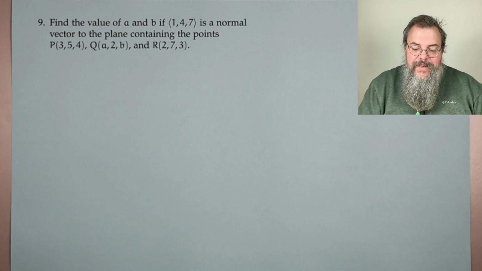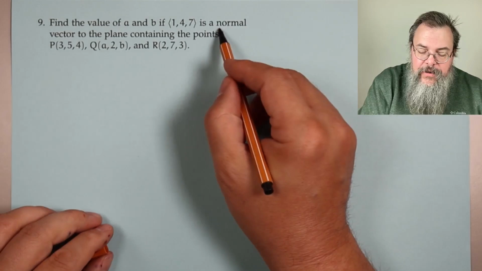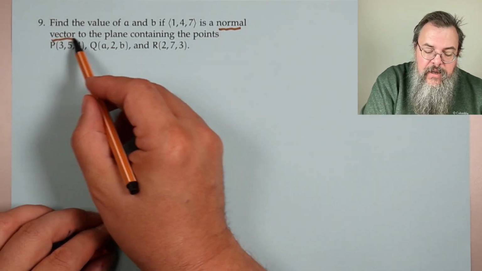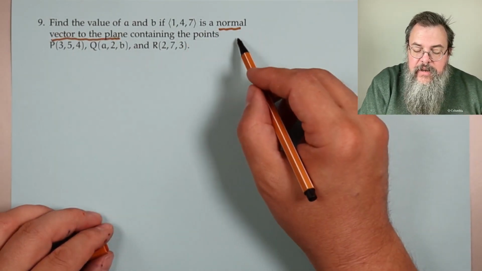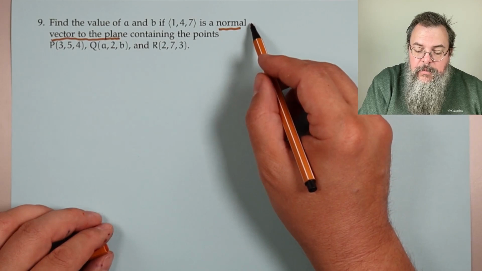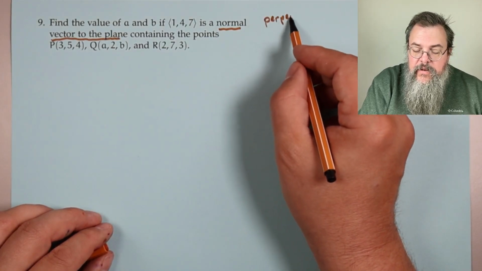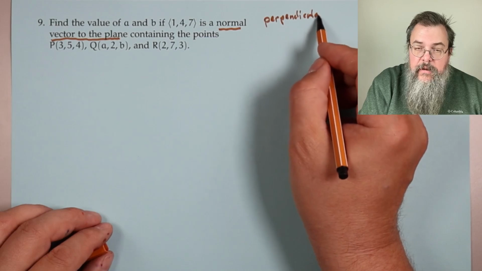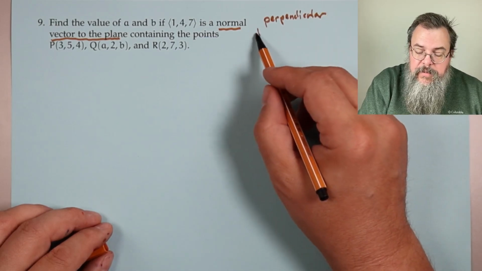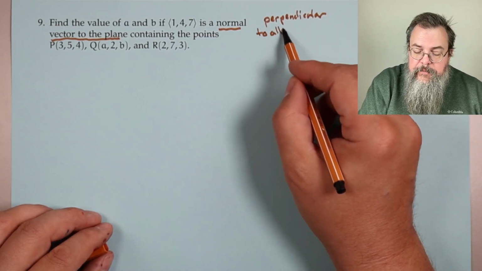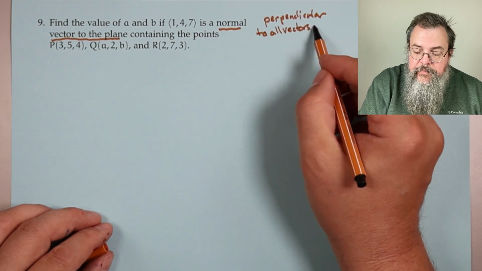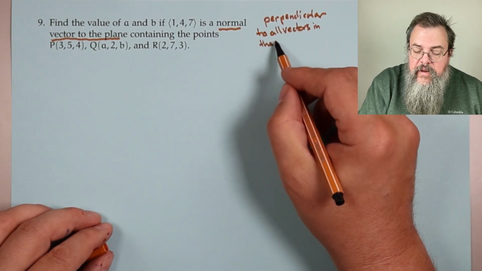So let's start by saying, what do we mean by normal vector to the plane? And the punchline here is when you see normal vector to the plane, it means you're perpendicular to the plane. And in particular, you're perpendicular to all vectors in the plane. So that's the key here.